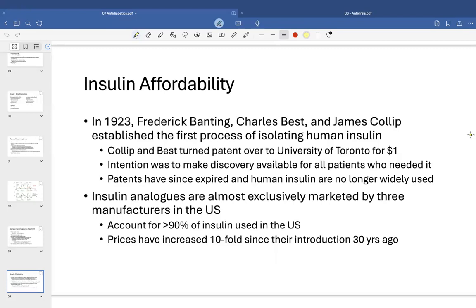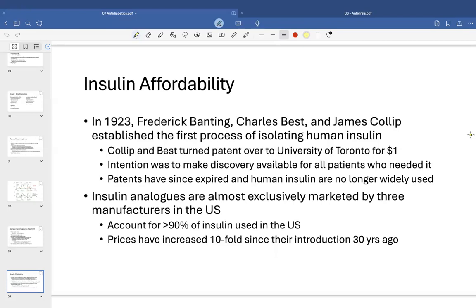And this was a very benevolent gesture so that this discovery could be made available to the masses to help this illness and do so at a low to zero price. And in that time, basically the patents have expired. We've sequenced insulin. We know what it is. And this process that was freely available to everyone has since been commercialized to the point where you have these private for-profit companies that are able to market insulin products and make huge profits off of it.